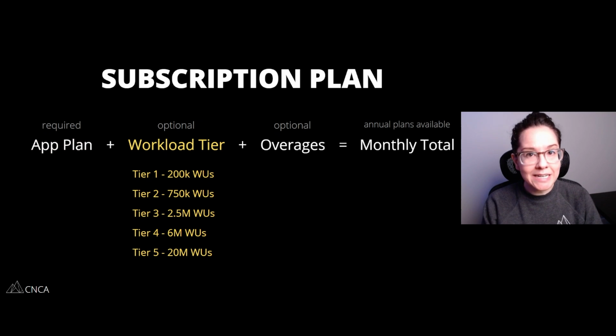Now, the workload tier is an optional add-on plan that will give you extra workload units for your monthly cycle. Okay, now this is something that you may not need. It just depends on your particular app case and the type of usage that you're experiencing. But these are a great way to add on more workload units without necessarily having to jump up in the higher base plans. Okay, you see that there's multiple tiers here. The highest tier gives you 20 million workload units, so we're talking enterprise level productions for that.